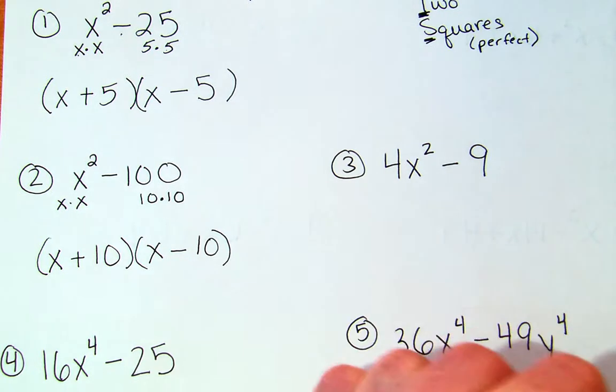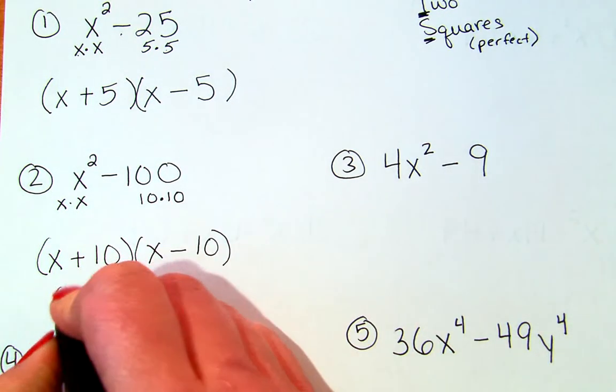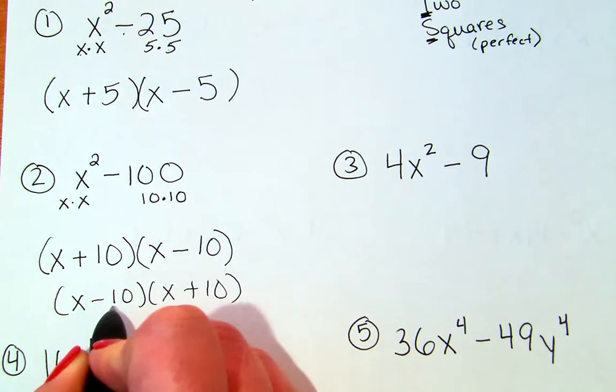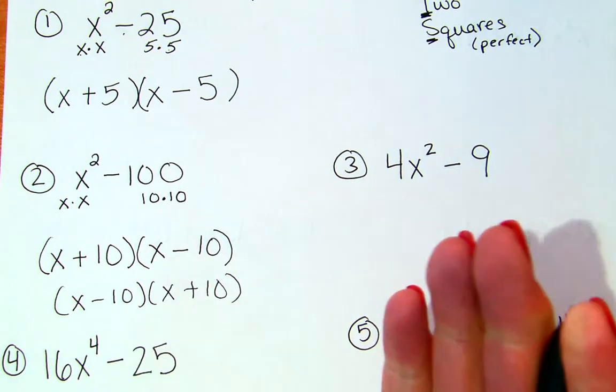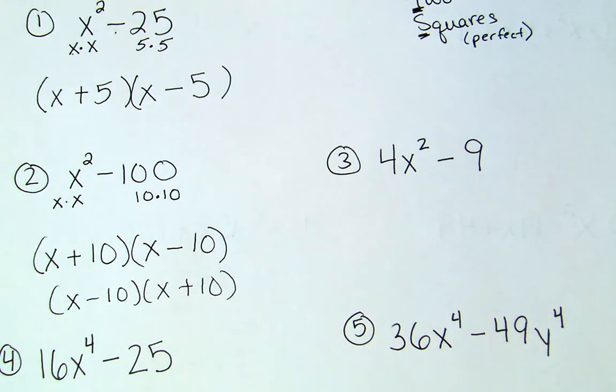And you are finished. So just want to let you know it doesn't always have to be plus and then minus. You can use the commutative property and write this as x minus 10 times x plus 10. Either one is completely fine. I usually write plus and then minus first.